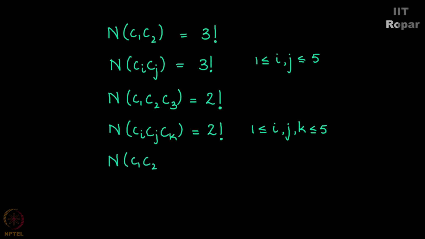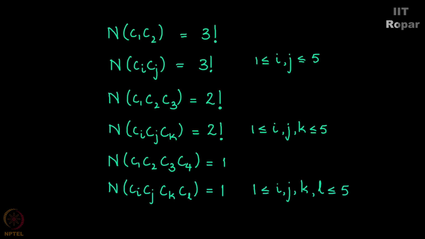N of C1, C2, C3, C4. You see here what is happening? 1 goes to house 1, 2 goes to house 2, 3 goes to house 3, 4 goes to house 4. The remaining person 5 has only one possibility, to go to house 5. So this is 1, which means it can be done only in one way. Well, this is true in general. So for all other cases, it is true as well. That is 1 permutation for Ci, Cj, Ck, Cl.